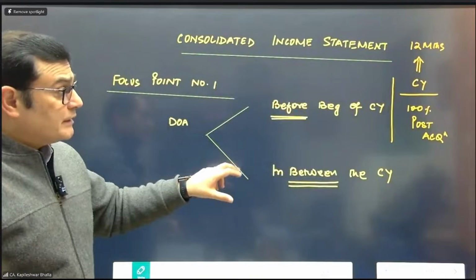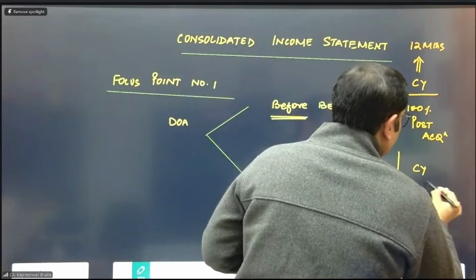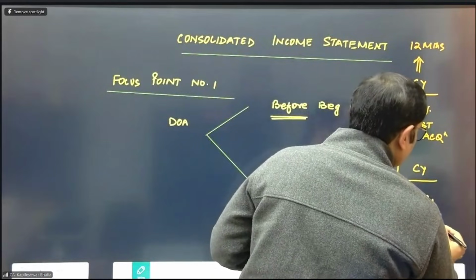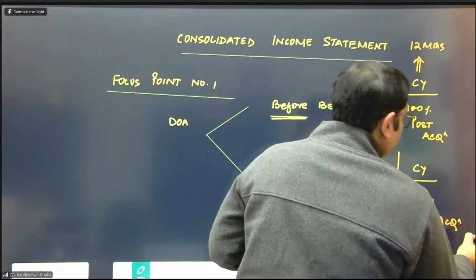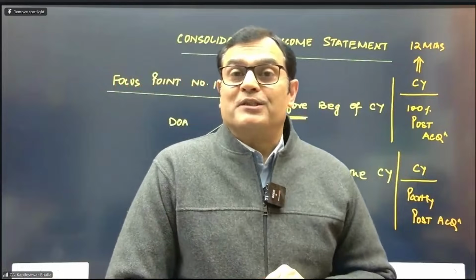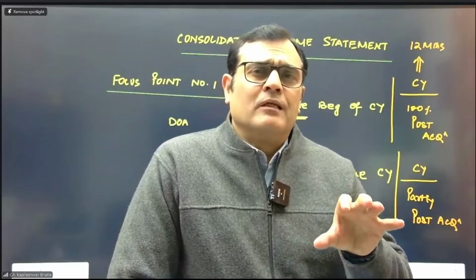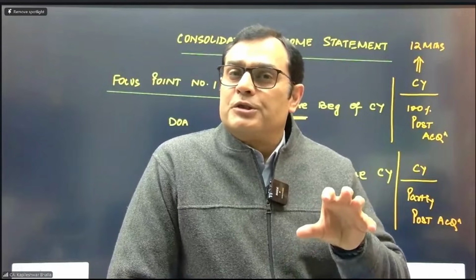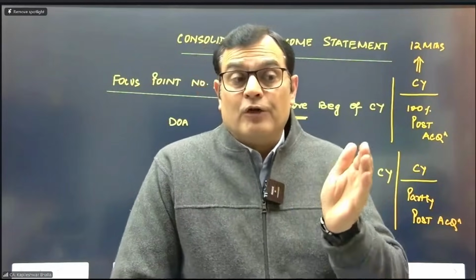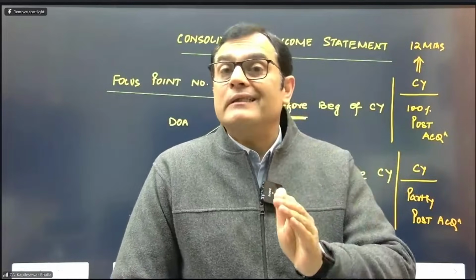But when you say that it is in between the current year, then we can say that the current year is partly post-acquisition in nature. Then I will not be able to consolidate all the 12 months income and expense. Let's for convenience consider the date of acquisition is the middle of the year. Then you would consolidate only the remaining 6 months from the acquisition date till the balance sheet date or till the year end.